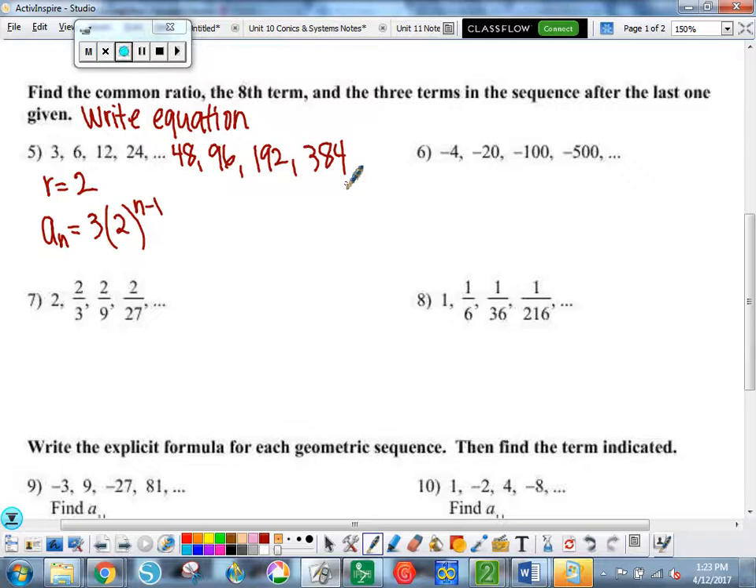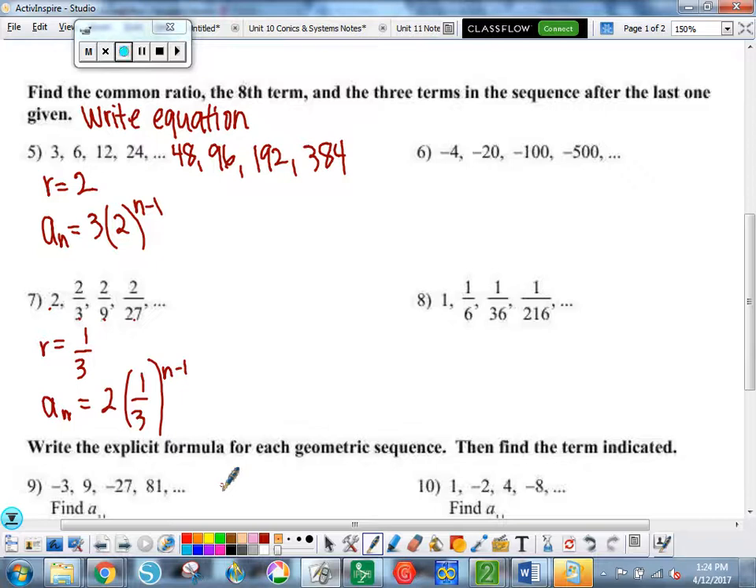Now let's practice number 7, because fractions freak everyone out. What's the common ratio? What am I doing? The denominator is tripling, right? So my common ratio is 1/3. A sub 1 is 2. So to write our equation, A sub n equals the first term times the ratio raised to the n minus 1. So that n minus 1 is always there.